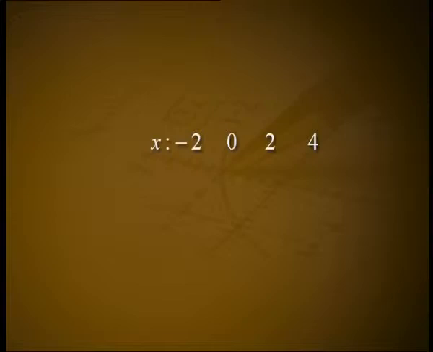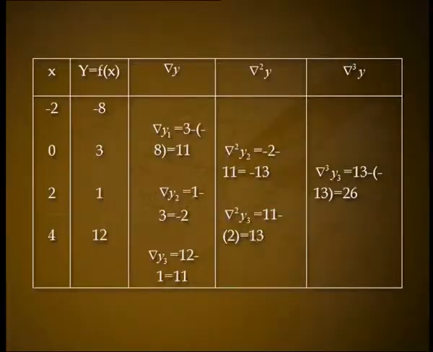Problem. Construct the backward difference table for the data: x values minus 2, 0, 2 and 4; y values, that is f of x values, minus 8, 3, 1 and 12. Solution. The backward difference table is as follows. X values minus 2, 0, 2 and 4. The corresponding y values minus 8, 3, 1 and 12.